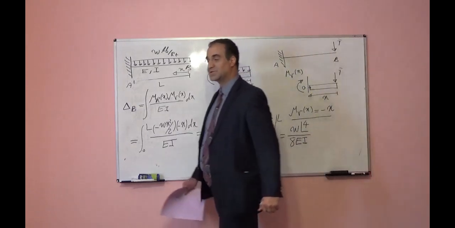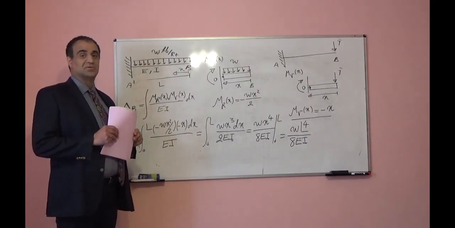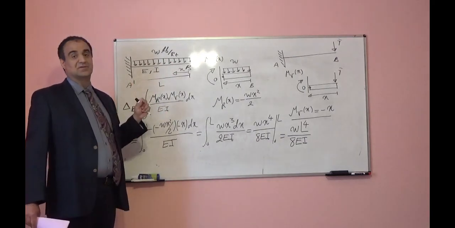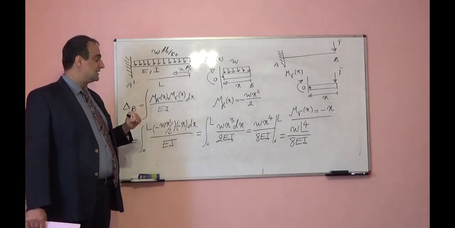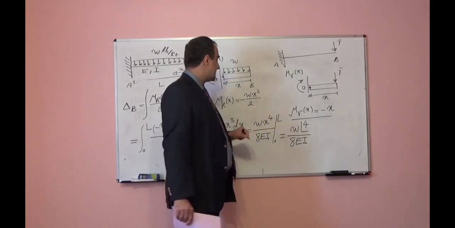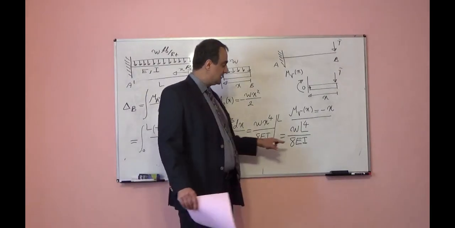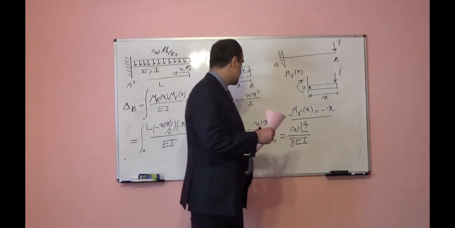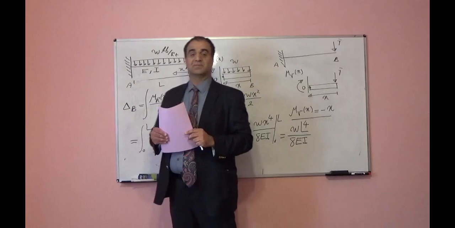So, the deflection at point B because of this uniform distributed load: if we have a cantilever beam subjected to a uniform distributed load, the deflection at point B, the free end, will be equal to w, the intensity of the uniform load, times L to the power of 4, L is the length of the beam, over 8EI, E Young's modulus, I moment of inertia with respect to the neutral axis. So, these are two examples I solved using the virtual work method.